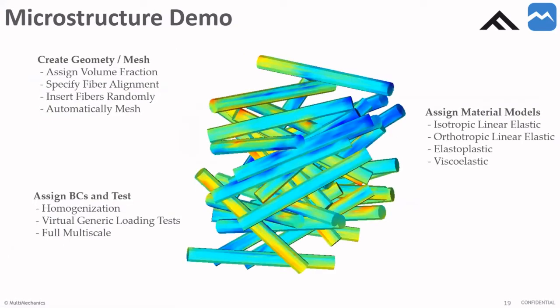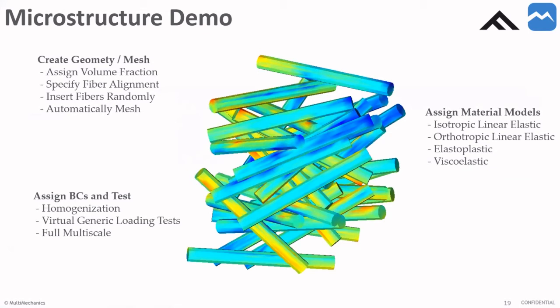Before we get into the demo, we'll talk a little bit about some of the variables you can tweak within the software. When you're looking at the geometry, you can assign your volume fraction, you can look at your fiber alignment, and you can also insert the fibers randomly, and you can have the same microstructure but a different random insertion, so you get different results. You can then assign your material models, whether that's linear elastic, isotropic, orthotropic, whether you have plasticity, whether you have viscoelasticity, which MultiMech does a lot of work in. You can assign the material models and run your simulations accordingly.